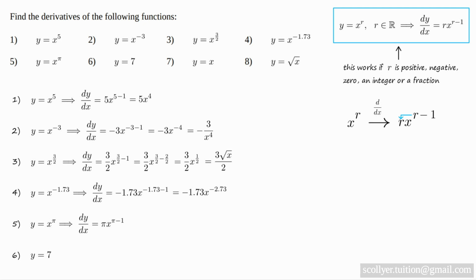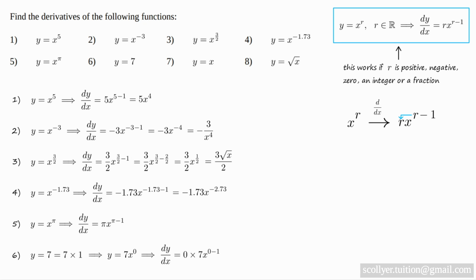Problem 6, y equals 7. Now y equals 7 is not in the correct form to apply the rule that we are using, so we have to rewrite it into that form to apply the rule. And so we have that y equals 7, which equals 7 times 1, and that means that y equals 7 times x to the power 0, since x to the power 0 equals 1 for all x. And now we can apply the rule in the usual way.